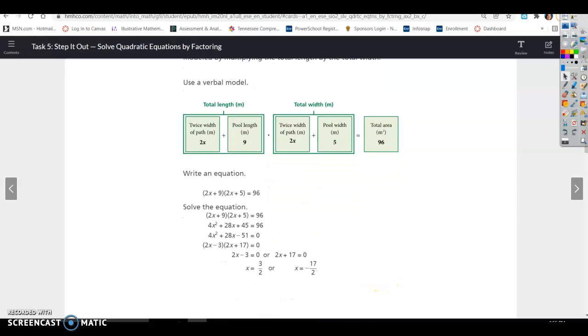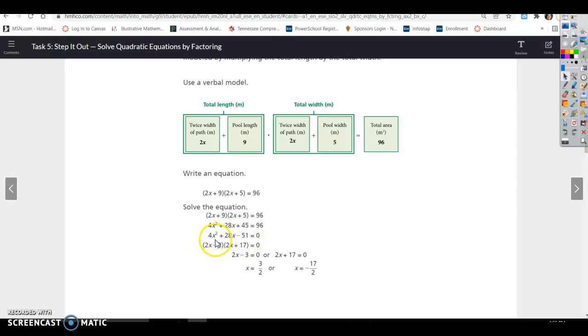To write that as an equation, you're just going to take this and put it as one factor, and this will be your second factor. Length times width equals 96. We know to multiply because we know the formula for area of a rectangle. To solve this, you're going to first multiply your binomials using distributive property and then subtract 96 to set it equal to 0.